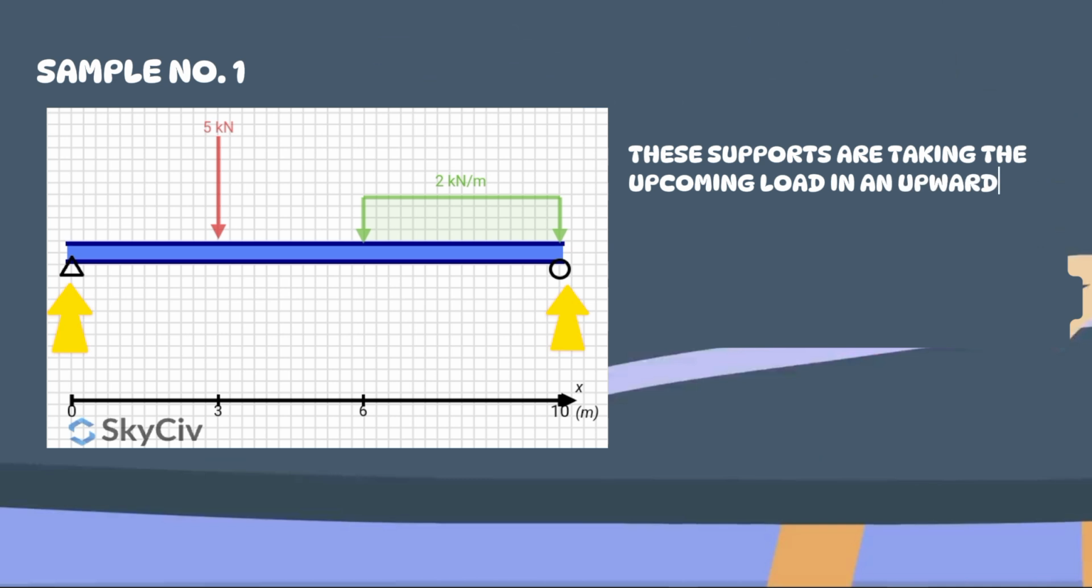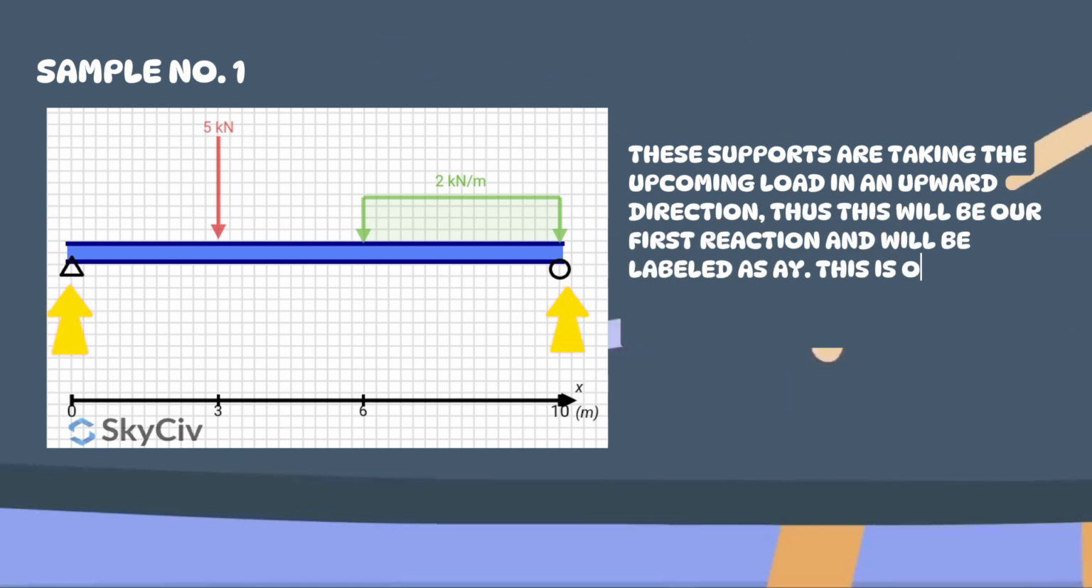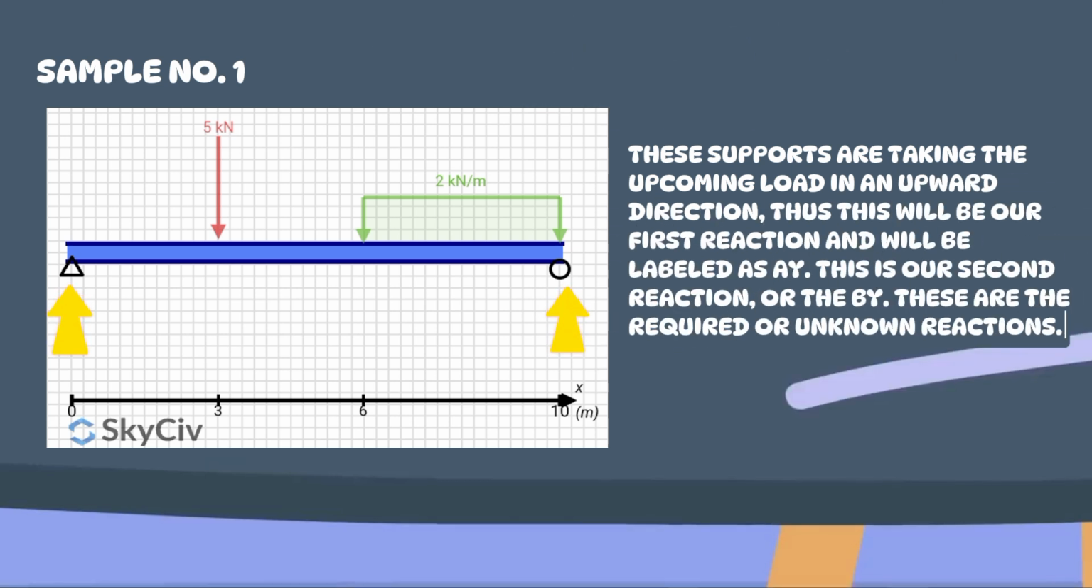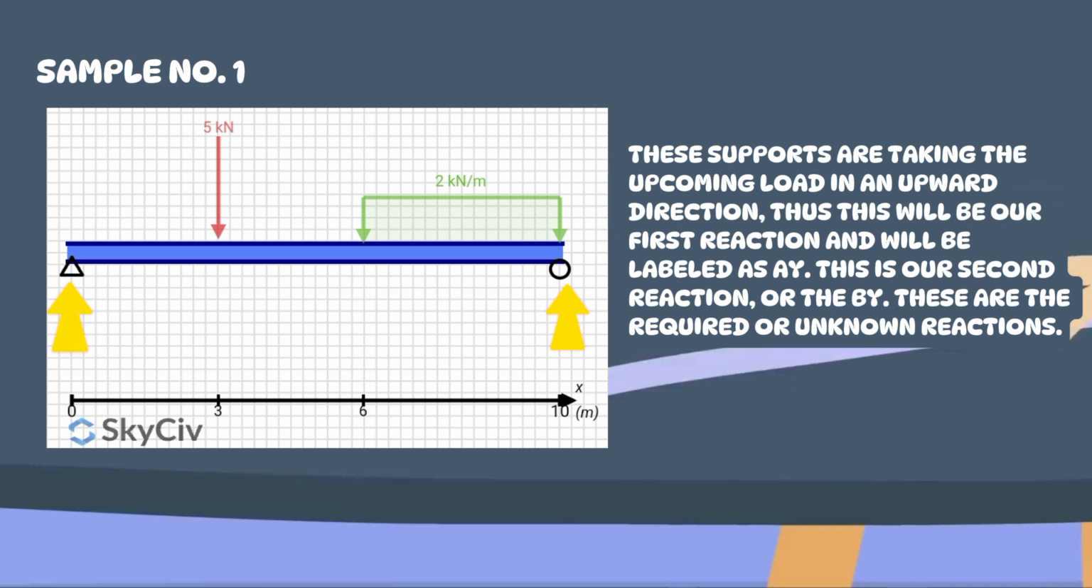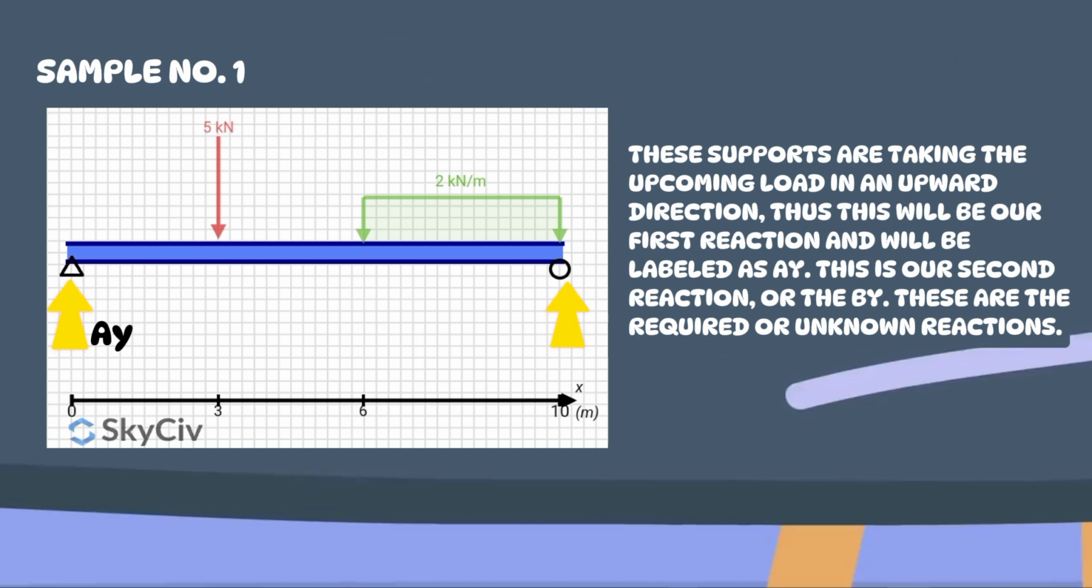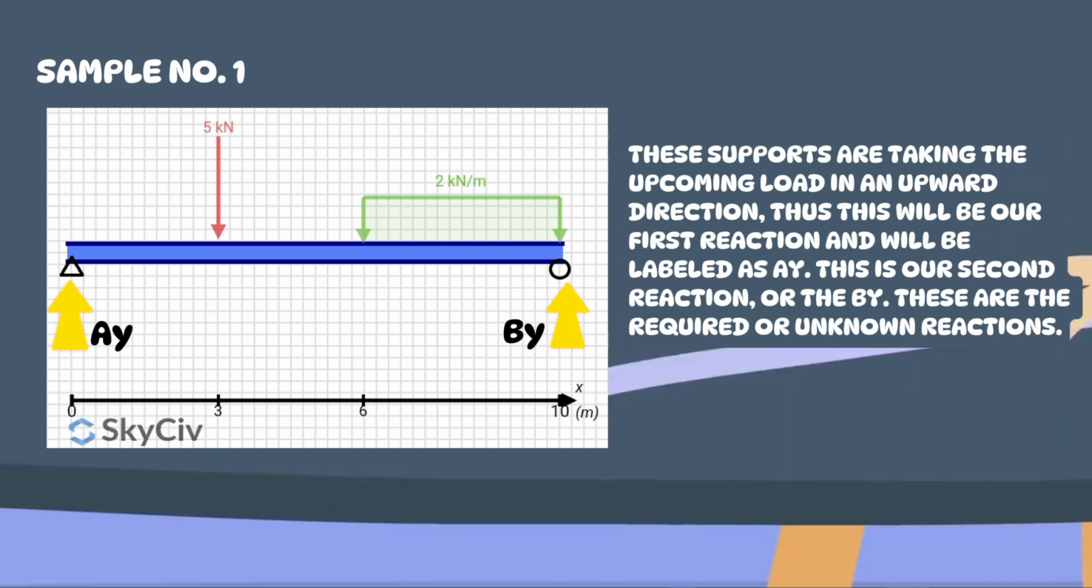These supports are taking the upcoming load in an upward direction. Thus, this will be our first reaction and will be labeled as AY. This is our second reaction, or the BY. These are the required or unknown reactions.